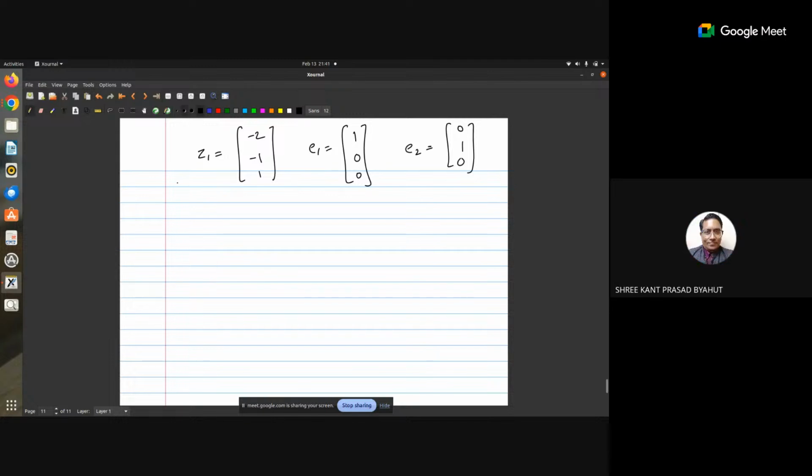So we can start with any E1 and E2 and then make them orthogonal. And the procedure is, can you show me the original matrix?